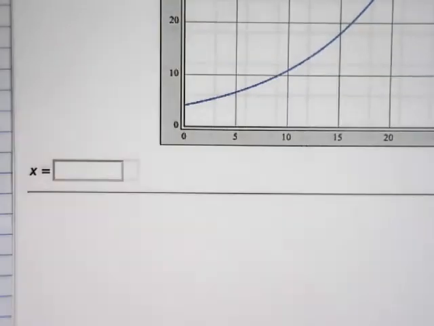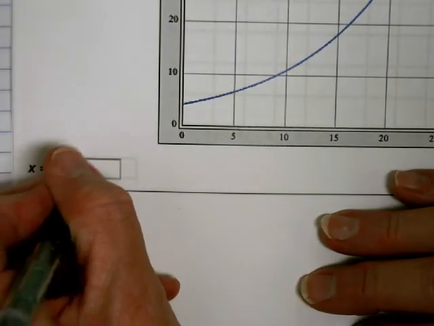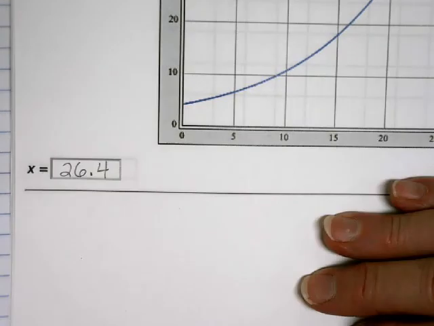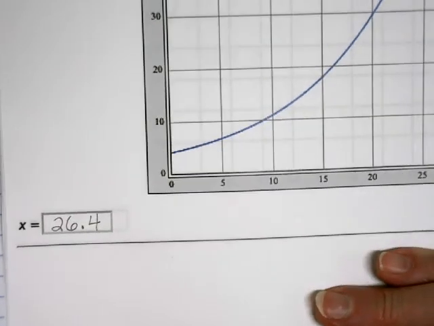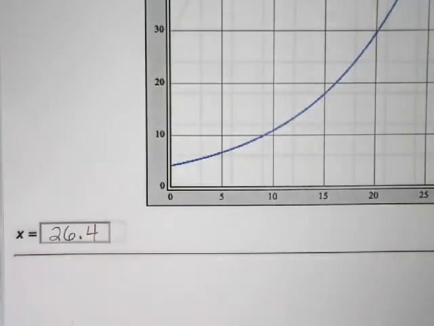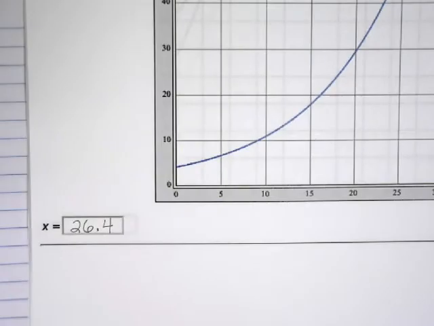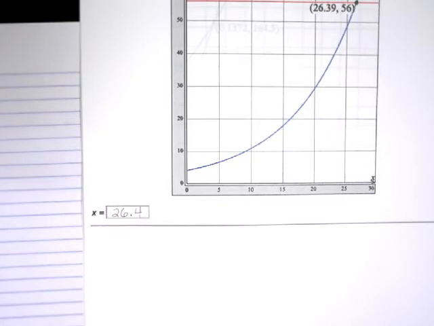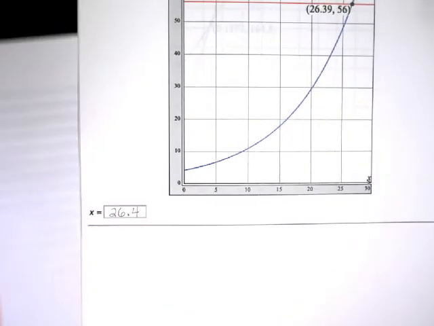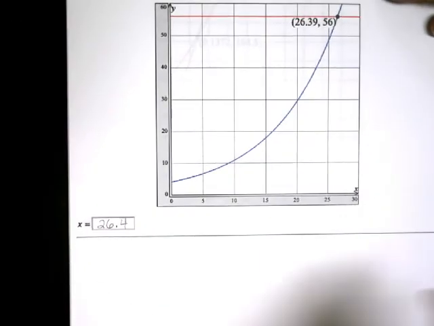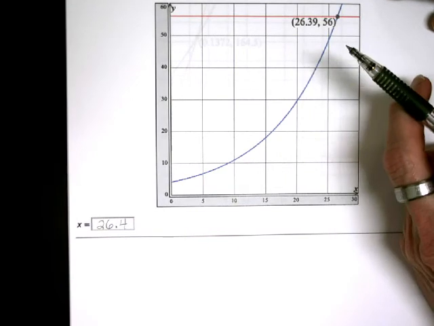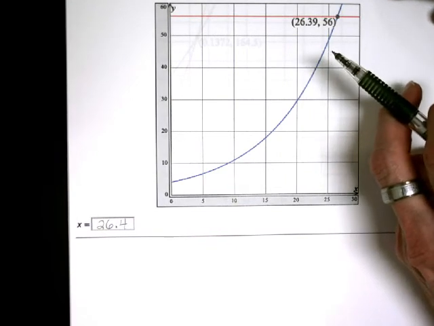Which number do I use? Well, not the red line, that's the y. 26.4. Okay? You want me to zoom out a little so you can see both things? I can do that. How's that? Everybody put their X in, round to 1 decimal place.